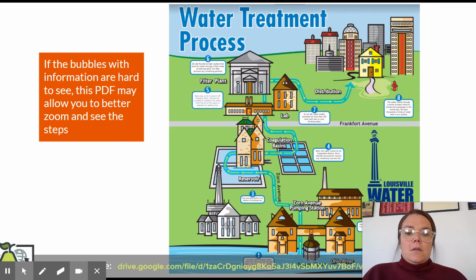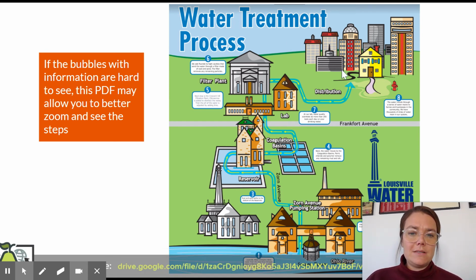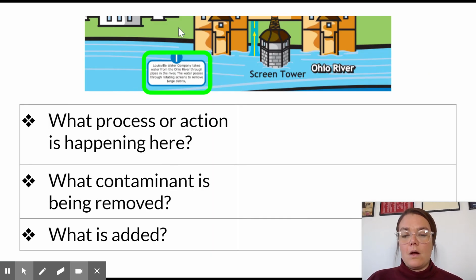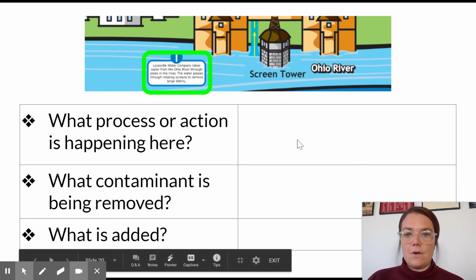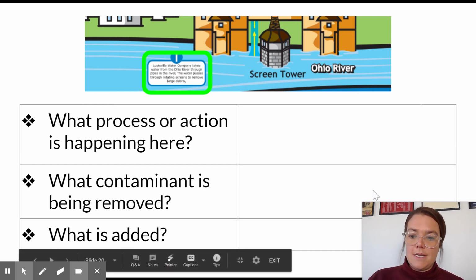Okay. So the big image looks like this, and I will provide you a link to a PDF version of this that maybe you'll be able to blow up and see a little better. But we're going to be analyzing each of these boxes, each of these steps, for what's going on. All right. So we're going to do the first step together to make sure we understand what this process is. On the assignment, it'll look like this. It'll have the image. You'll want to read what's in the box, and then you're going to identify what process is happening, what contaminant is being removed, and what, if anything, is being added.